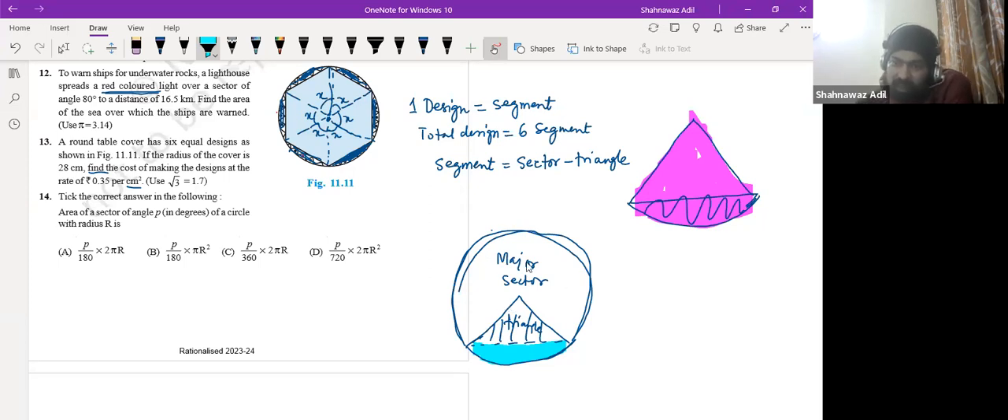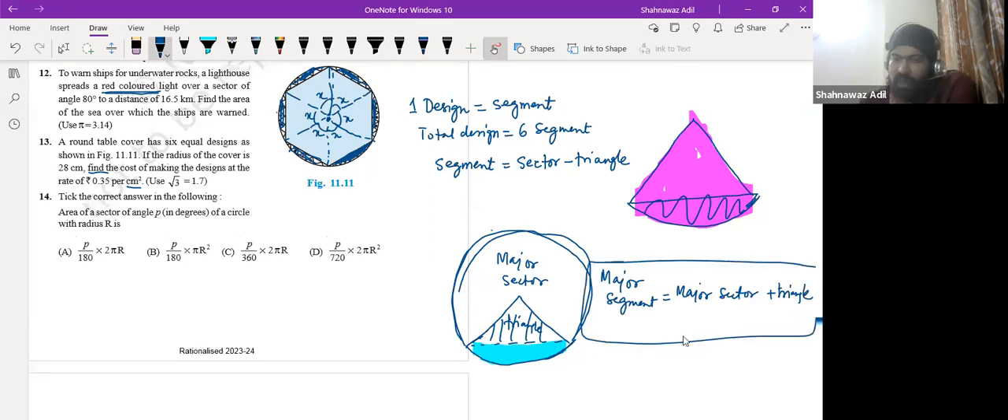So major segment is what? Major sector and then triangle part is added or removed? Added, right? So then major segment is major sector plus triangle. That is what I was telling, right? And if you want to calculate major sector from it, then you remove this triangle from major segment. That is what I was telling. Is it clear now?